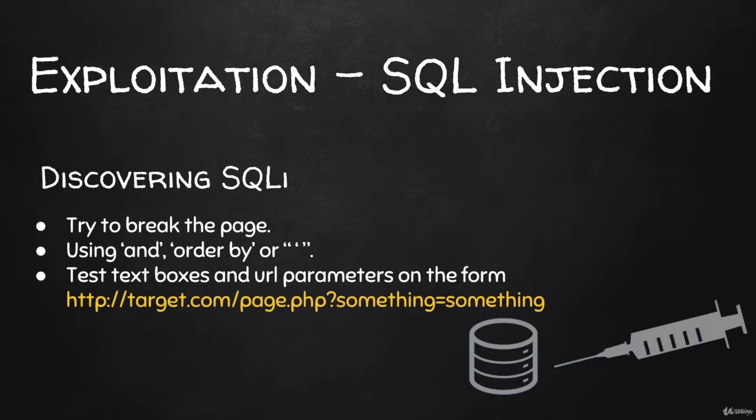Now, to try and discover SQL injections, you need to browse through your target and try to break each page. So whenever you see a text box or a parameter on this form, for example, page.php, then something's equal to something, try to inject stuff here. So try to use a single quote, try to use an and, or the order by statement to break the page and make it look different.